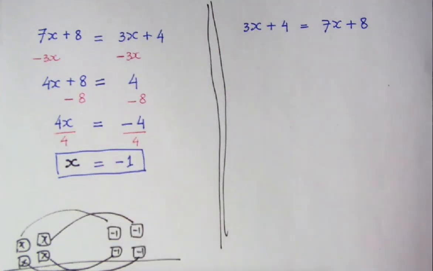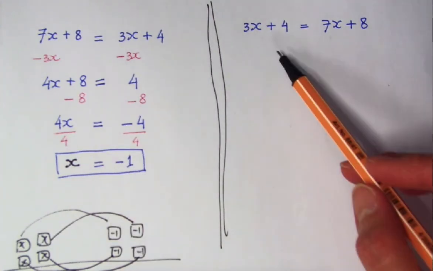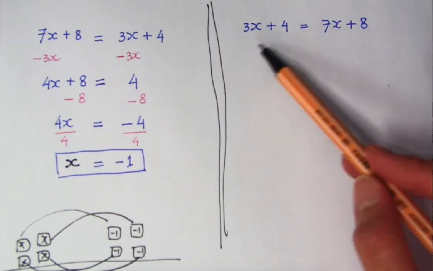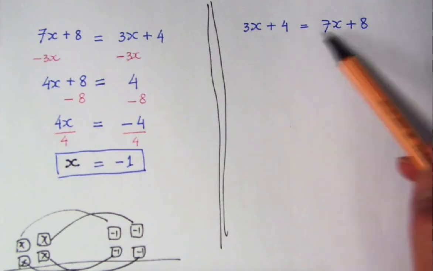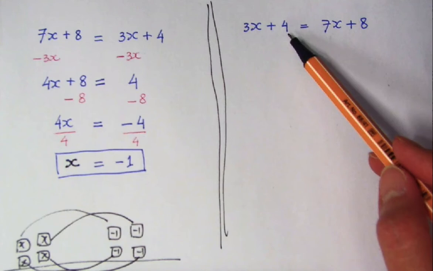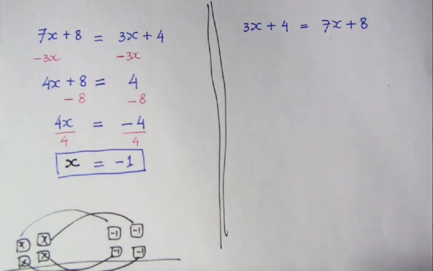I should have -1 as the value of x. However, if I look at this question, I might be wondering, well, what should I do now? Do I do exactly the same thing? Do I remove 7x instead? Do I remove 8 instead? Or 4? Well, you can try it out.